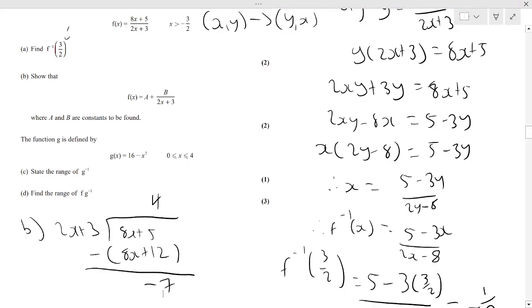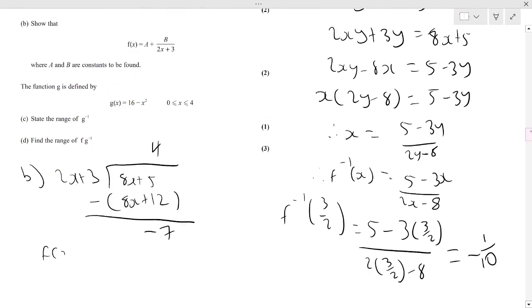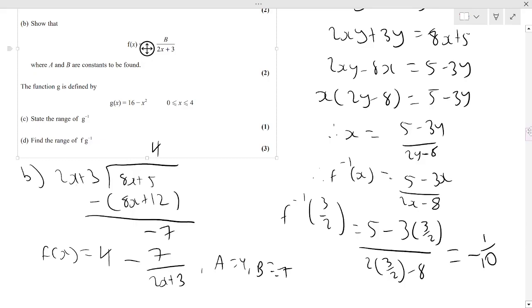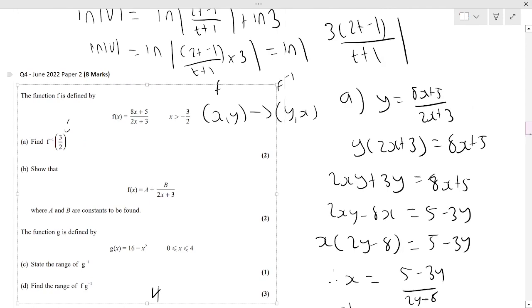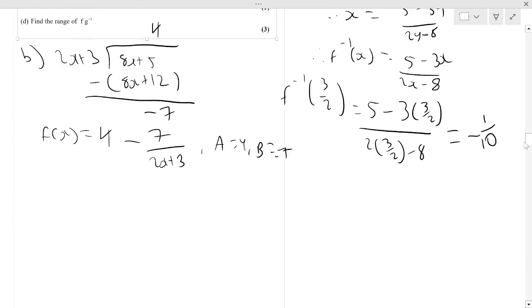So therefore, that means f of x is the quotient 4, and then the remainder is minus 7 over 2x plus 3. And that means clearly a would be 4 and b is minus 7 here. Okay. But if we compared it again, like we did earlier, if you did the comparison method where you added the fraction and then set values of x to 0 or whatever to match with the numerator here, you should get the same values of a and b. Okay. But yeah.